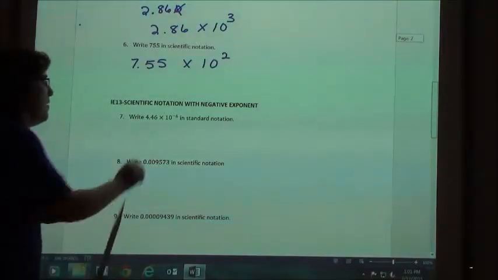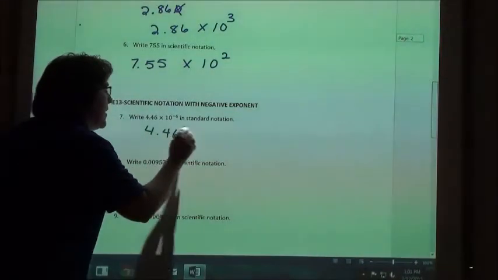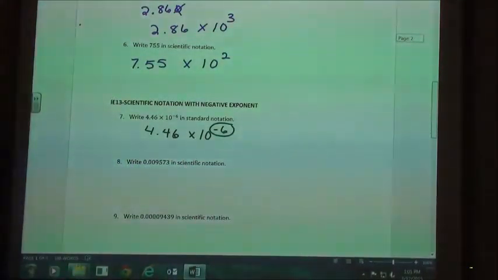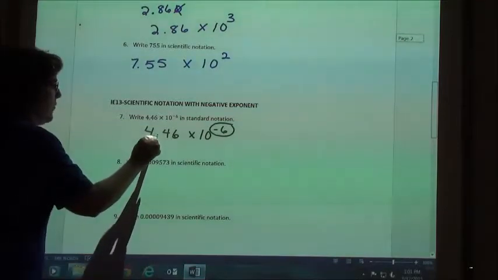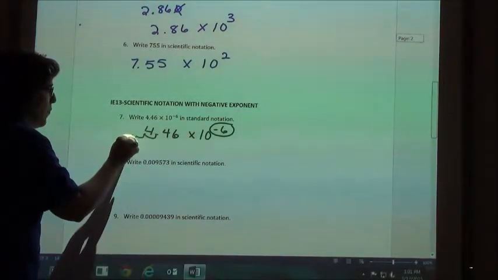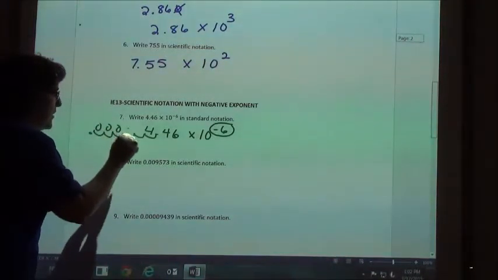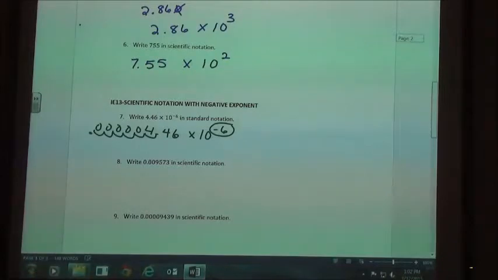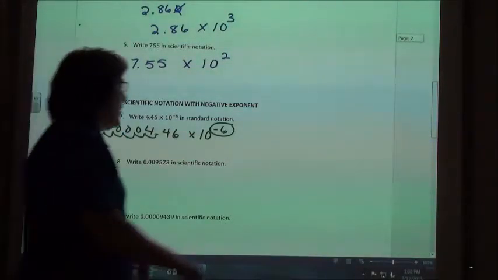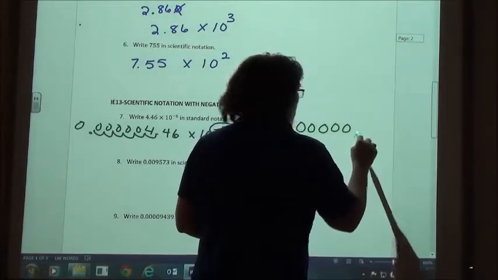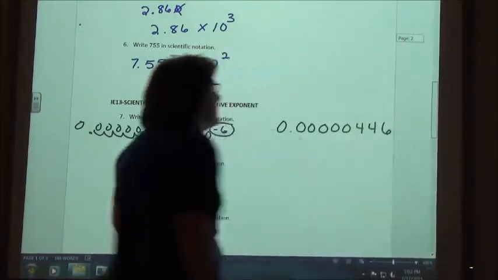So if I have 4.46 times 10 to the negative 6, it means I'm going to move my decimal 6 places backwards. So I'm going to move it once for the 4, and then I've got to go 2, 3, 4, 5 more times, and I'm going to have 5 zeros in front of that 4. Of course, in standard form, we don't leave nothing in front of that decimal, so they're going to stick a 0 there also. So I'm going to have 0.00000446.